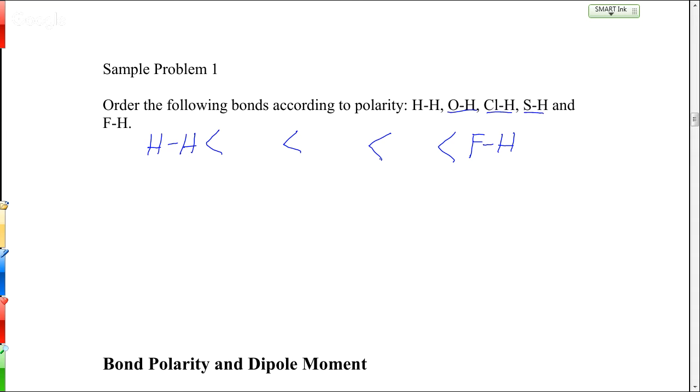Anybody feel good about another one that fits in there somewhere? What do you think? At this point, we're guessing a little bit, right? We got our extremes. Now we have to make some judgments. So what kind of judgment do you want to make? Yeah, OH is on the right. Sure. So OH, we're going to put here.